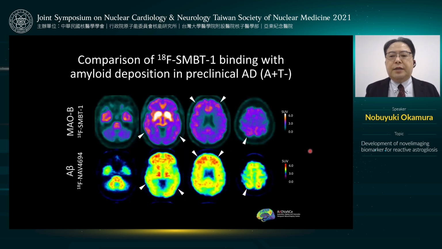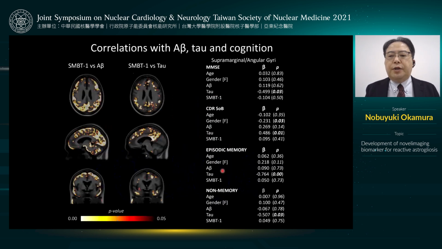In this patient, you can see the overlap between the areas of SMBT1 retention and amyloid deposition. And we looked at the correlation between the amount of SMBT1, amyloid, and tau. Considering all groups together, we observed a much higher correlation of SMBT1 with amyloid than tau. And interestingly, the posterior cortical areas were more correlated than the frontal areas.